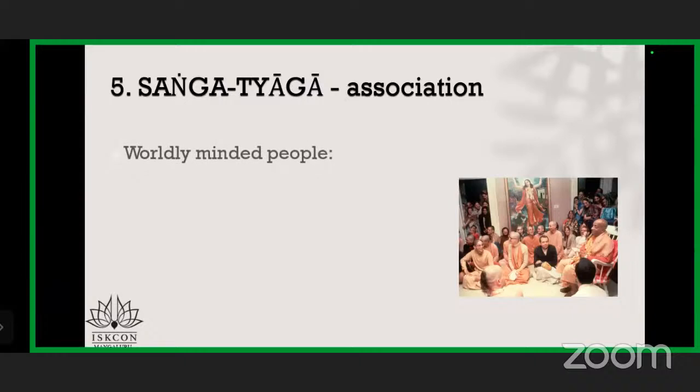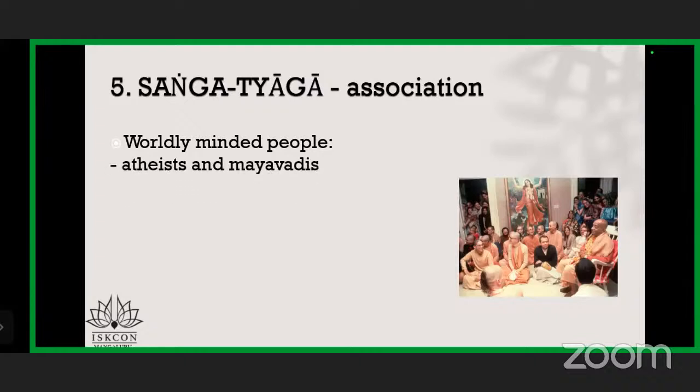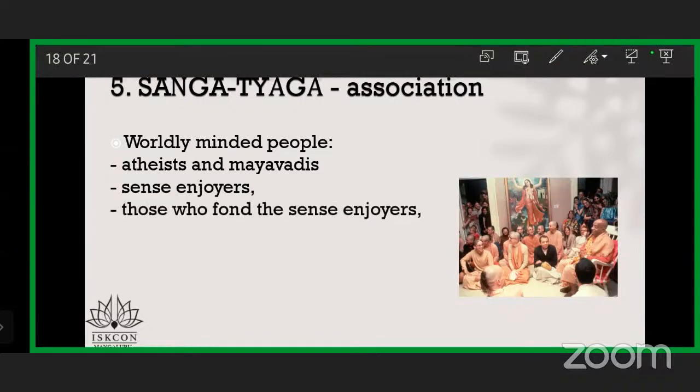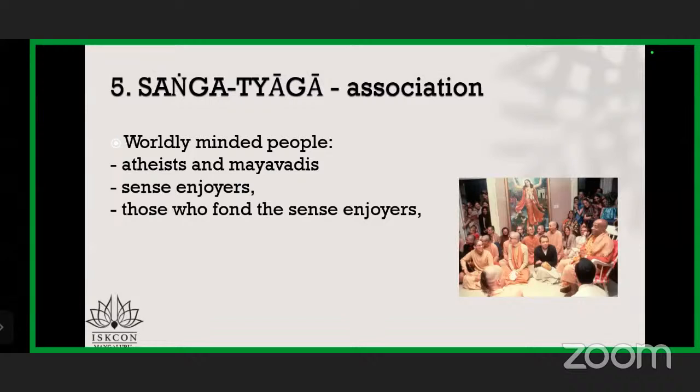Then comes sangatyaga. Sangatyaga means worldly minded people, atheists and Mayavadis. Chaitanya Mahaprabhu says, Mayavada bhashya shunile haya sarvanasha. If you are hearing Mayavada bhashya, then your spiritual life is gone. You are sarvanasha. Then comes sense enjoyers, right? As I said, atheists, Mayavadis, and karmis cannot understand Krishna. So one whose senses are not in control cannot understand Krishna.